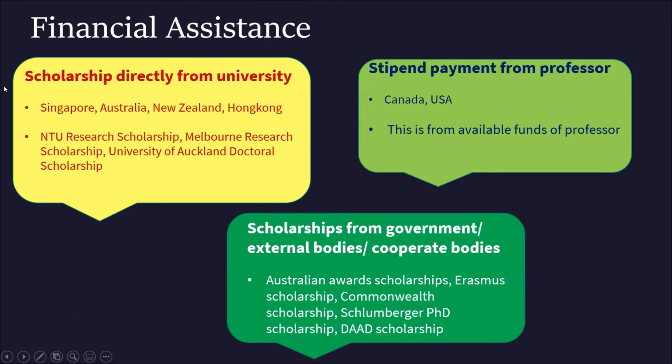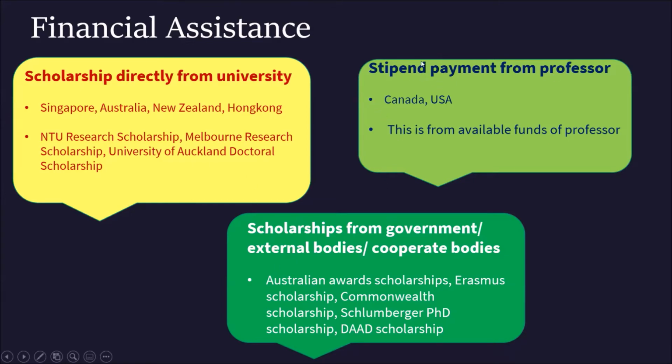If you need a scholarship directly from a university, you can try these countries. One example is the NTU Research Scholarship. Rochelle Akka and I have this NTU Research Scholarship. There are also scholarships from external bodies like Australian Awards, Erasmus, and the DAAD Scholarship. They may be government scholarships or scholarships from corporate bodies. For these scholarships, you have to apply separately from your PhD or MSc application. It's not related to the university.